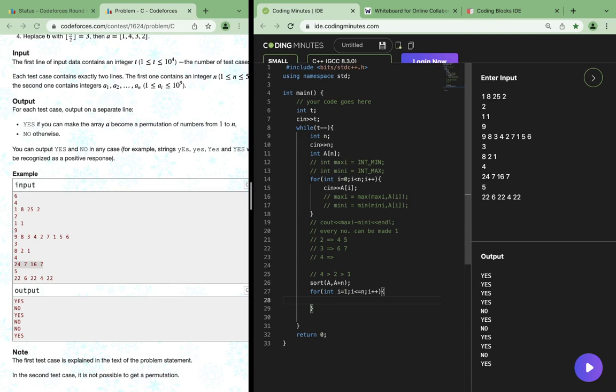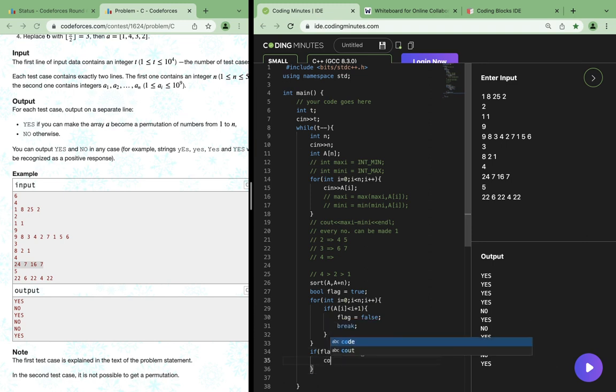that's weird. So obviously let's start from 0 up till n, and if a of i is less than i plus 1, then we say flag equals false, and we declare a bool flag here, and we break here, and if flag equals false, then we say out no, else we say out yes.